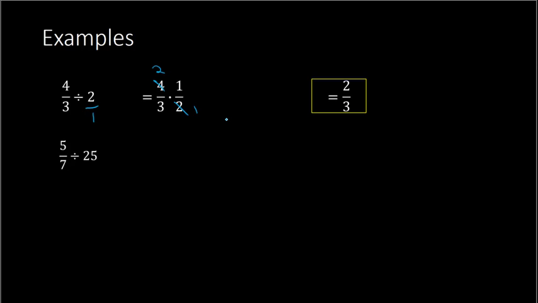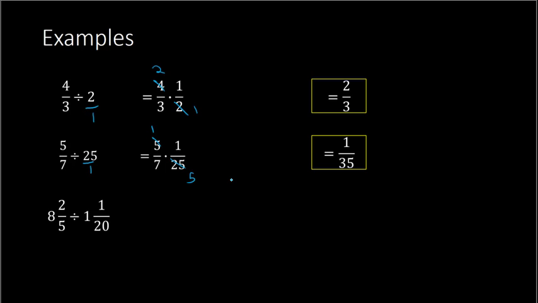Here's another one with a whole number. 5 over 7 divided by 25. Same process, we're dividing by 25, or 25 over 1, which is the same thing as multiplying by 1 over 25. Now to multiply, we can simplify first. We can divide the 5 and 25 both by 5 to get 1 and 5. Now we multiply across, 1 times 1 over 7 times 5, which would give us 1 over 35 as our solution.